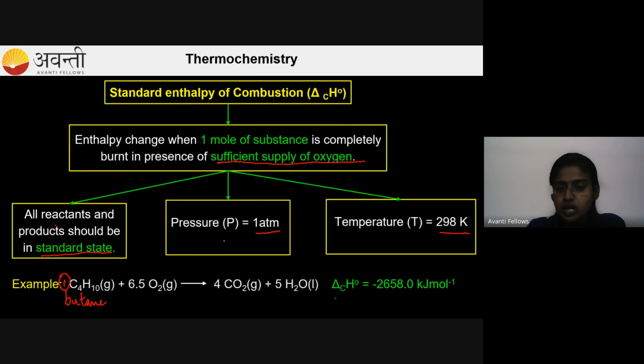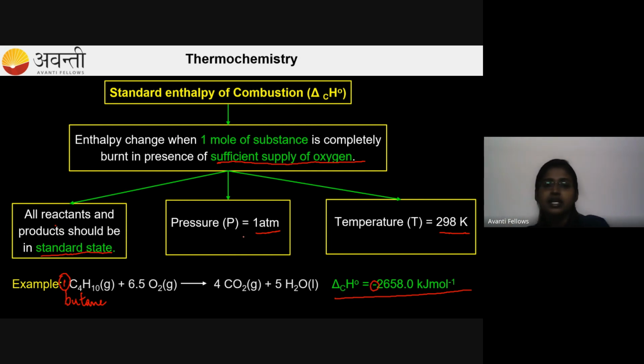So delta HC naught can be written. Here you can notice that the value is negative because the process is exothermic in nature, and that's why we have the negative symbol there. Is it okay? Is standard enthalpy of combustion clear to all of you? Yes or no?